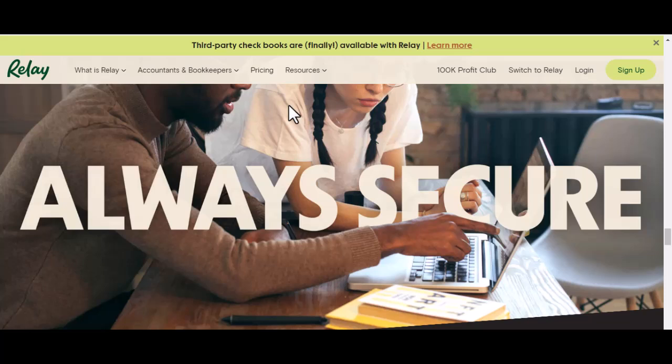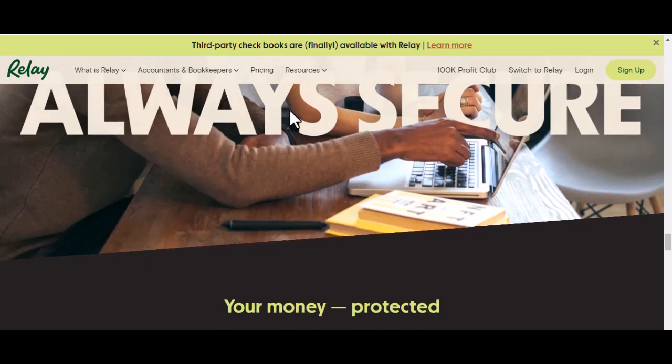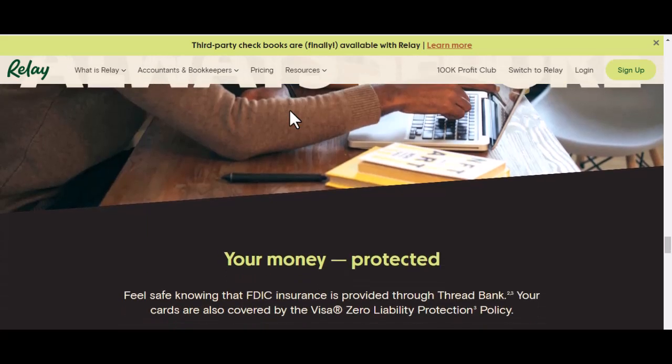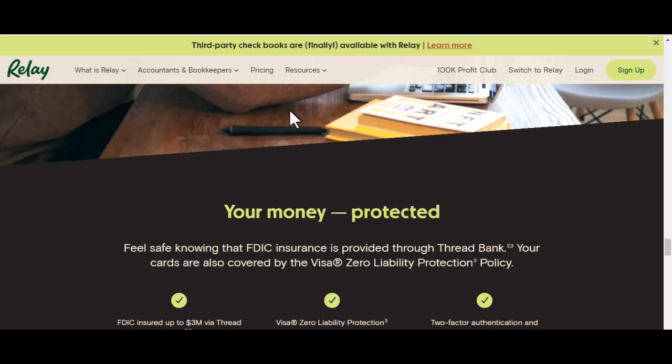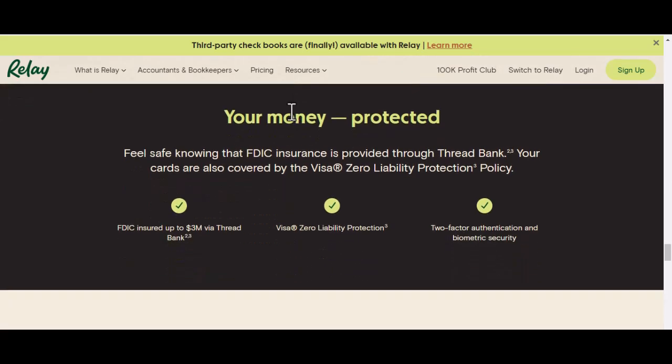Conclusion. The relay bank number plays a vital role in the banking system, ensuring that your transactions are processed correctly. By understanding what it is and how to find it, you can make your financial transactions smoother and more secure.